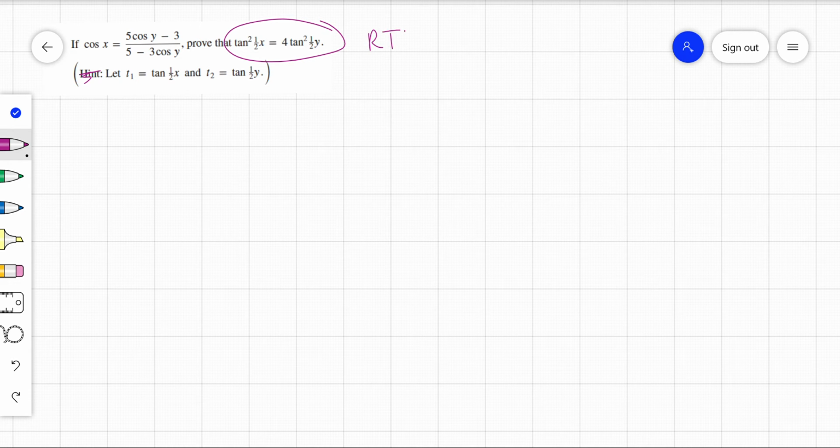We're required to prove, in terms of t1 and t2, that t1 squared is equal to 4t2 squared. Alright, that's what we're required to prove. Let's use what we're given. So for the left hand side, which is cos x, we use the x part. So we know for cos x we've got 1 minus t1 squared on 1 plus t1 squared.